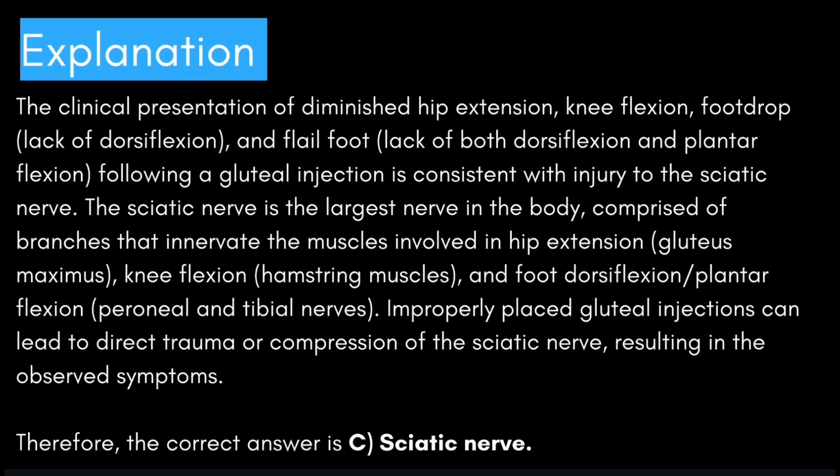The clinical presentation of diminished hip extension, knee flexion, foot drop, lack of dorsiflexion, and flail foot, lack of both dorsiflexion and plantar flexion, following a gluteal injection is consistent with injury to the sciatic nerve. The sciatic nerve is the largest nerve in the body, comprised of branches that innervate the muscles involved in hip extension, gluteus maximus, knee flexion, hamstring muscles, and foot dorsiflexion/plantar flexion: the peroneal and tibial nerves. Improperly placed gluteal injections can lead to direct trauma or compression of the sciatic nerve, resulting in the observed symptoms. Therefore, the correct answer is C, sciatic nerve.